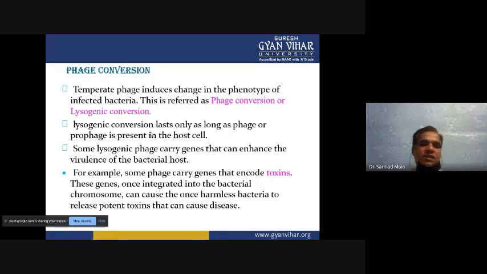Some lysogenic phages may carry genes that can enhance the virulence of the bacterial host. If those genes are not there, the virulence of the bacterial host will be affected. For example, some phages carry genes that encode toxins, and when these genes are integrated into the bacterial chromosome, they can cause once harmless bacteria to release dangerous toxins. These toxin genes can be transferred by this specific type of carrier phage.